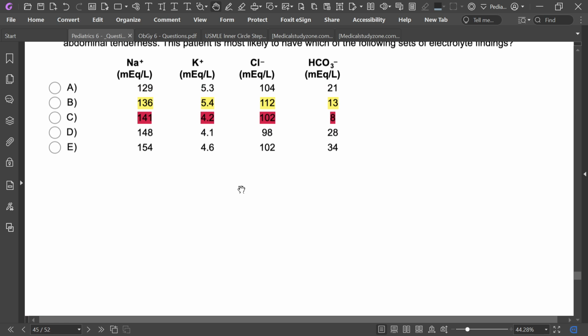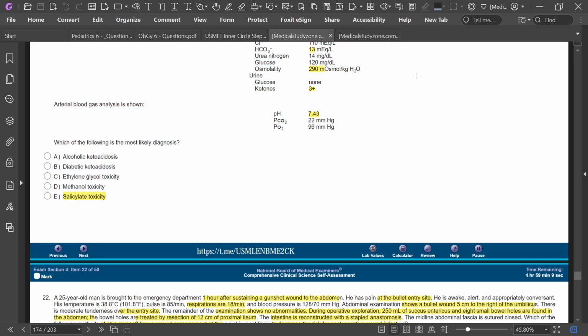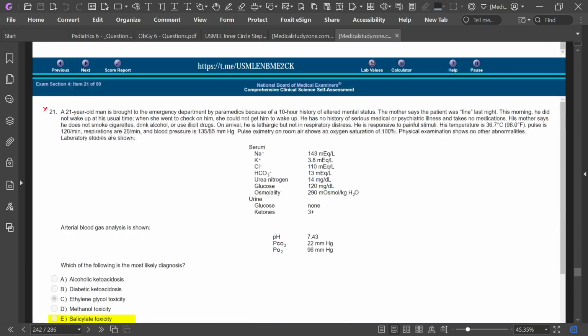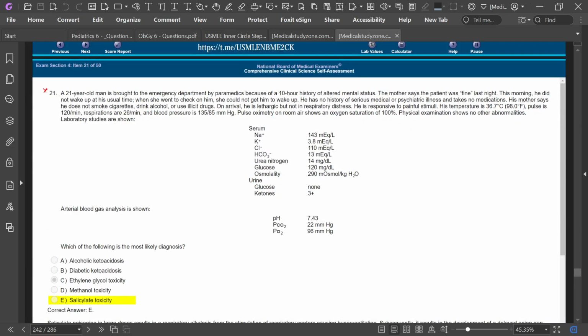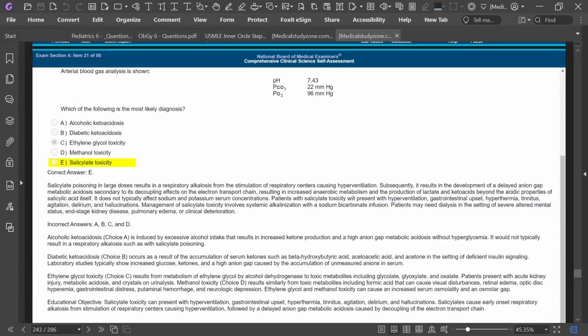Okay, I'm reading the explanation. Salicylate poisoning in large doses resulting in respiratory alkalosis. It can cause both metabolic acidosis and respiratory alkalosis, isn't it?